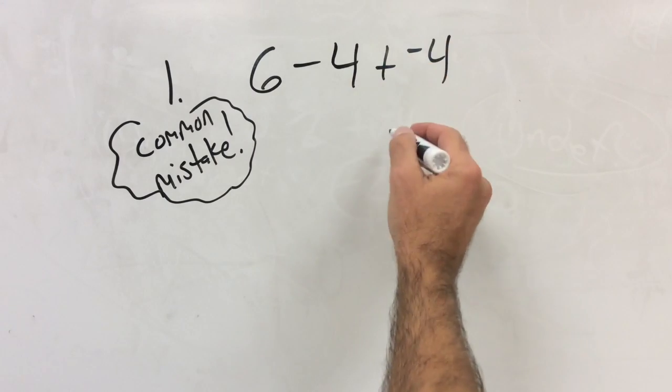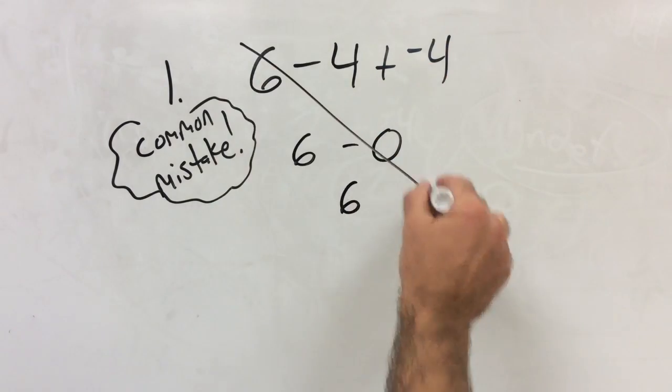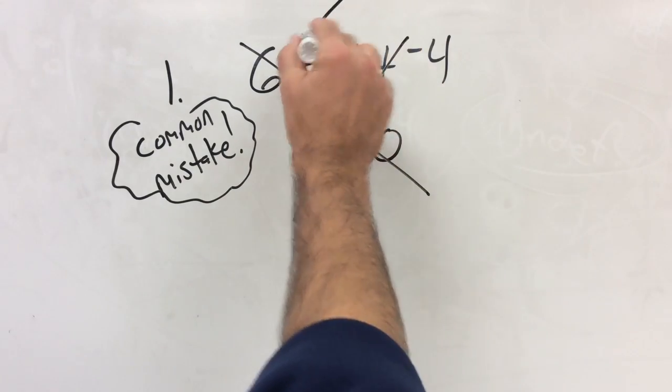Here's a common mistake. People will add first. They see the opposites. They get 6 minus 0 is 6, but that is incorrect. They should have subtracted first.